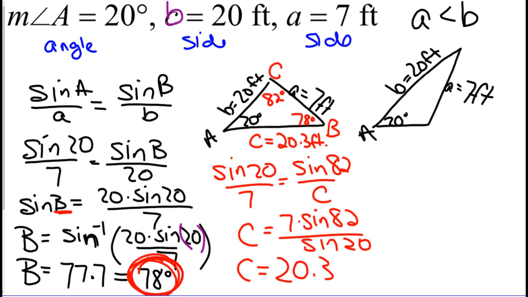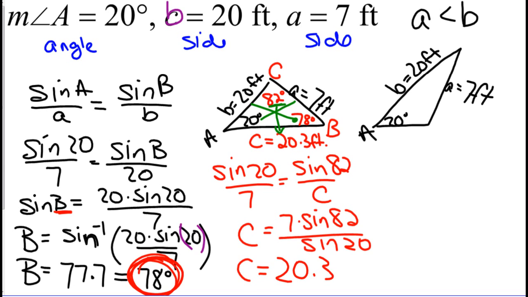Now I do want to just double check. Remember, double check these guys. Across from the smallest angle, 20, is the smallest side, 7. Across from the middle angle, 78, right here, is 20, which is my middle side. And across from my 82, all the way across there, is my 20.3, which is my biggest side. So smallest angle, smallest side, biggest angle, biggest side. Just double check that. It doesn't hurt. It takes an extra 5 seconds, and you know that you've done it correctly.